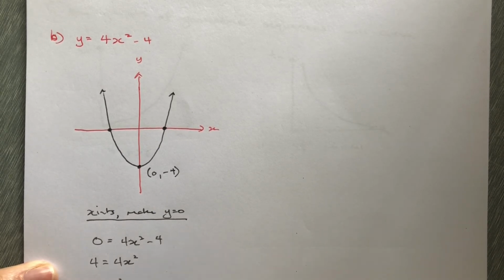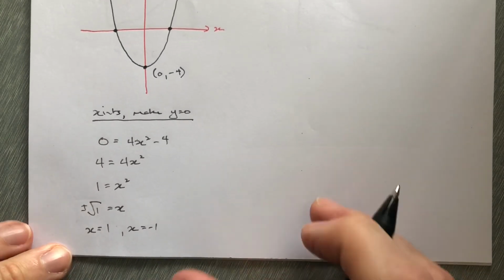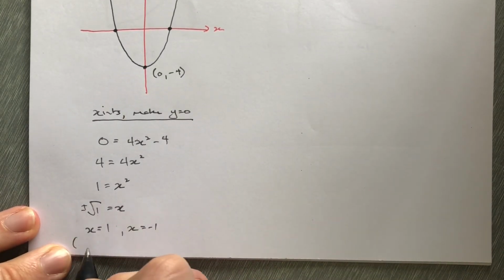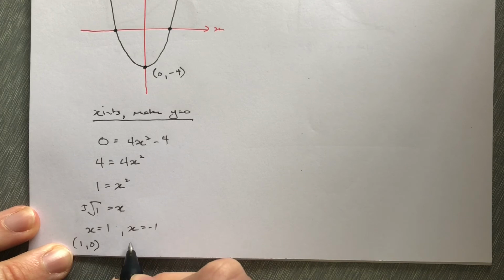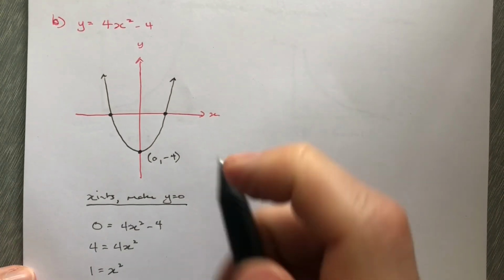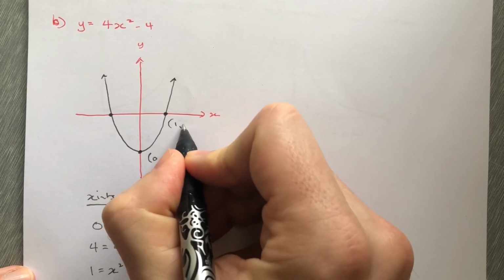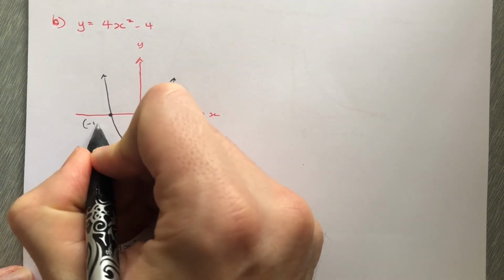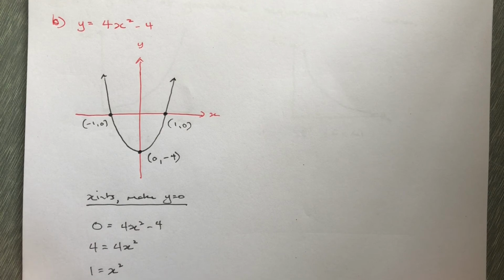So there's our 2 x-intercepts. So x is 1, y is 0. X is minus 1 and y is 0. So we can put those 2 in here. This one must be the positive one. This one must be the negative one. There we go. So we've sketched our graph.